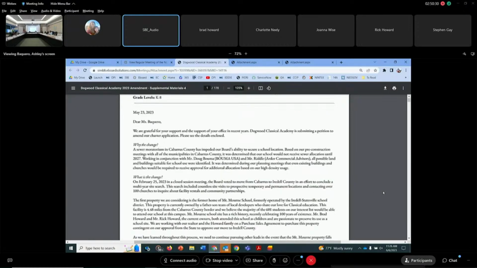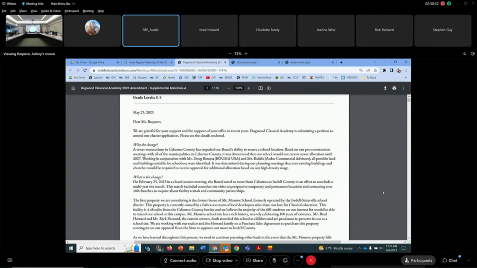They have looked at 100 churches as a temporary location, and each location continues to present the sewer allocation issue in Cabarrus County. So they met with Cabarrus County, and it was revealed to them that the school would not receive sewer allocation until 2027.